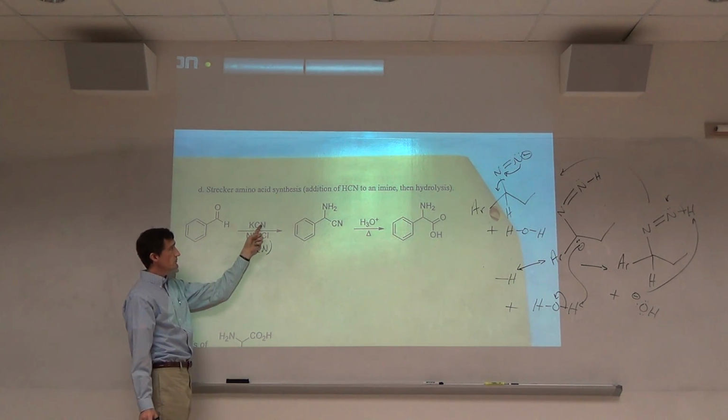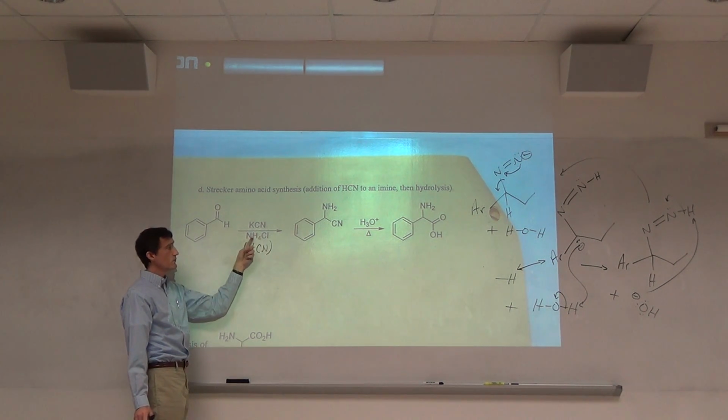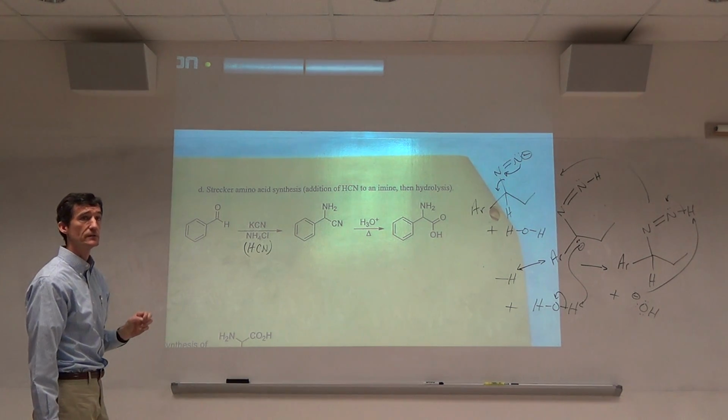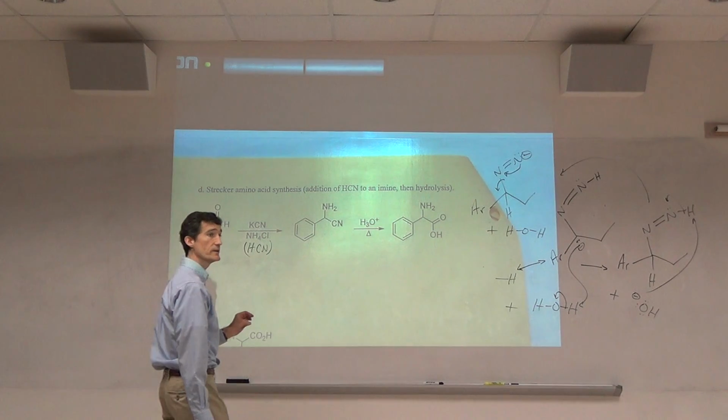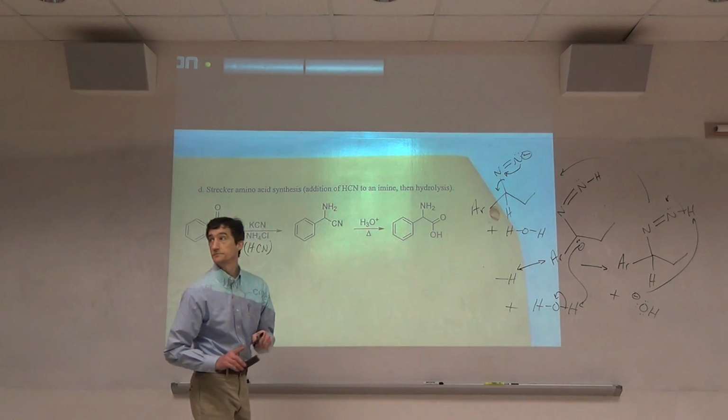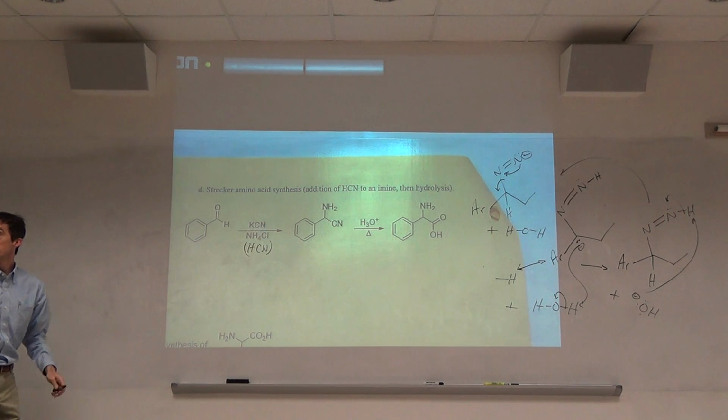Basically, you need a cyanide source and you need an H plus source. Ammonium chloride can be an H plus source. Some of you used ammonium chloride when you did your nitro reduction in lab. Is that right? Come in. So you used ammonium chloride?